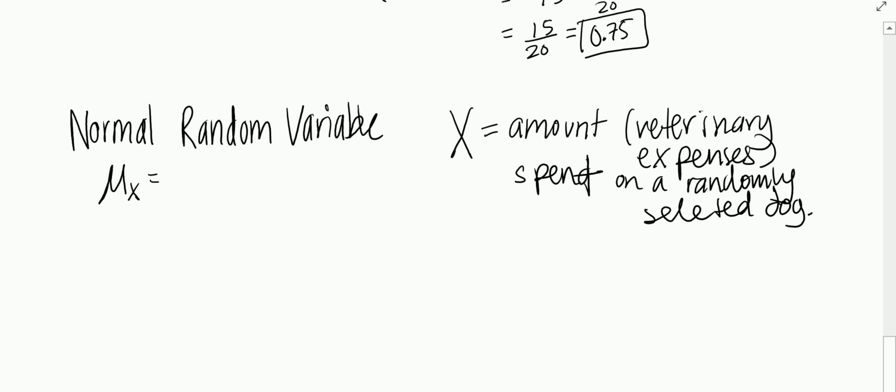And let's say that we know, because the problem tells us, that the mean or the average amount that one spends on veterinary expenses for dogs is $100 with a standard deviation of 30. They can ask you all sorts of probability questions.